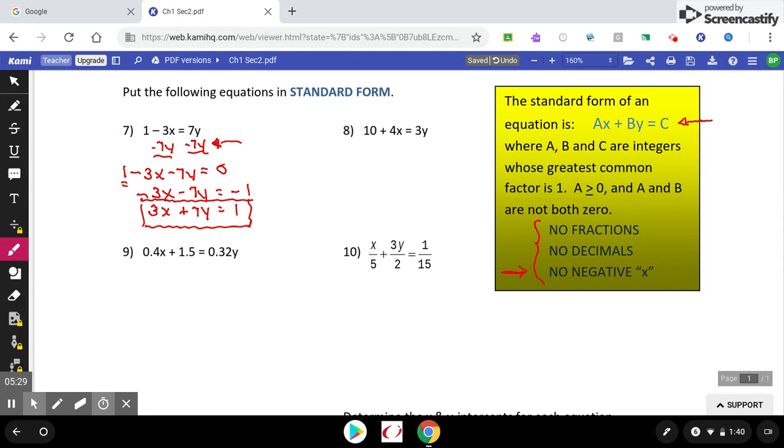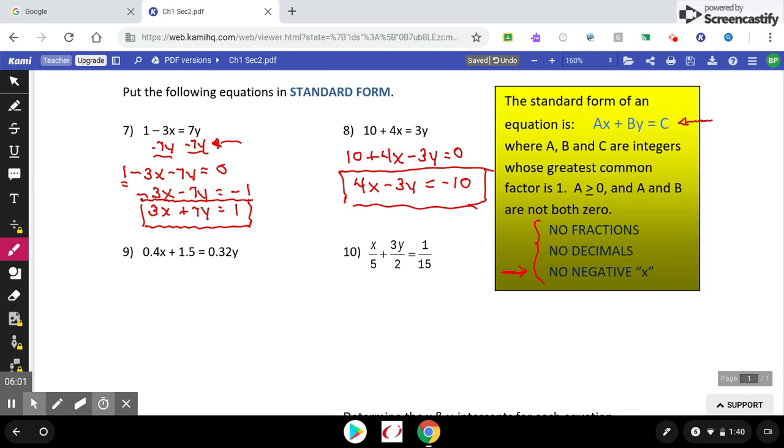Number 8, I need that 3y over on the same side as the 4x. So if he was positive to start with, he's going to be negative if I move him. So I got the x's and y's on the same side, but I don't want the 10 on the left. I want the 10 on the right. If he was positive to start with and I move him, he's got to be negative. No fractions, no decimals, no negative x term, positive 4x, and I've got standard form.